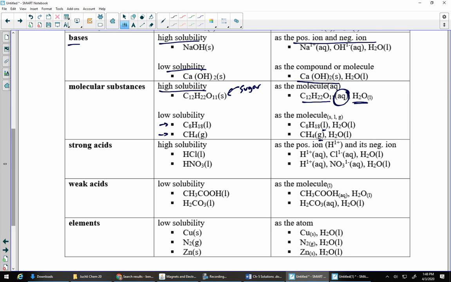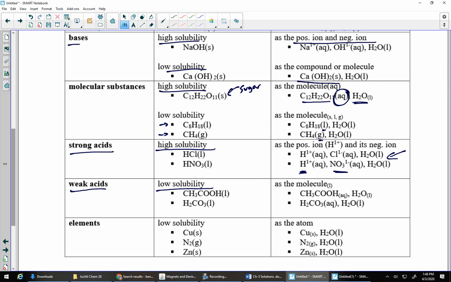So major entities there. Strong acids all have high solubility. And remember, we just looked at our data booklet to see which ones were strong acids. So strong acids all have high solubility, so they all break apart into their ions, one of the ions being hydrogen, and then whatever anion balances that one out, and obviously water is involved as well. For weak acids, those are ones with low solubility. This is where it gets a little tiny bit trickier.